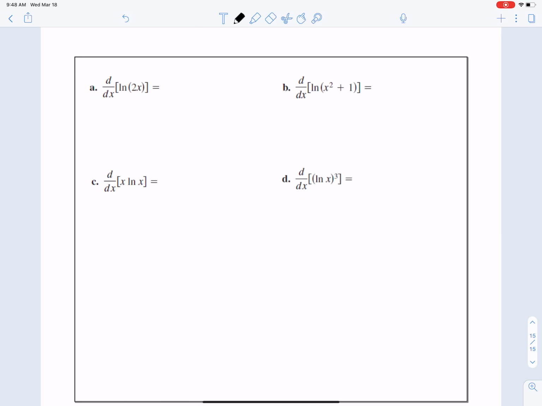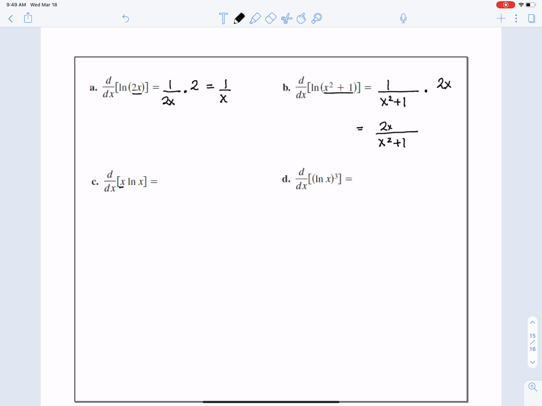Okay, so let's go through these examples. Ln of a function: we go 1 over the function times the derivative of the inside, which is 2, simplifies to 1 over x. Next, I do the derivative of ln of something. The derivative is 1 over the argument times the derivative of the argument, which is 2x. I'm just going to put that 2x in the numerator as a cleanup step to make it look more rational, which is the type of function that it is.